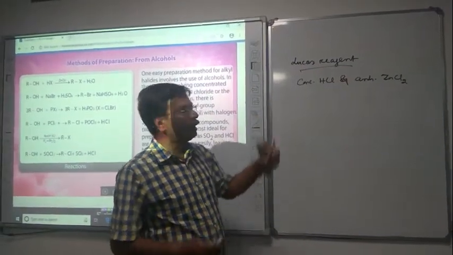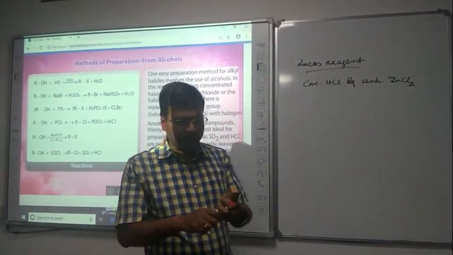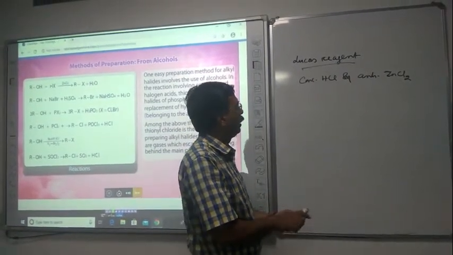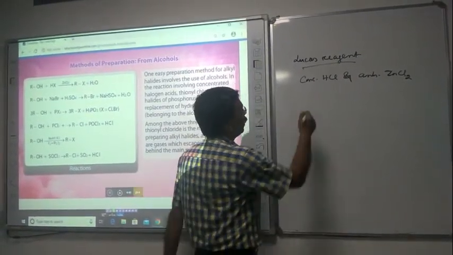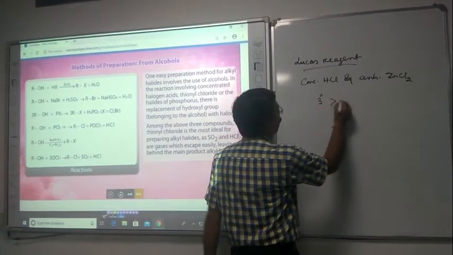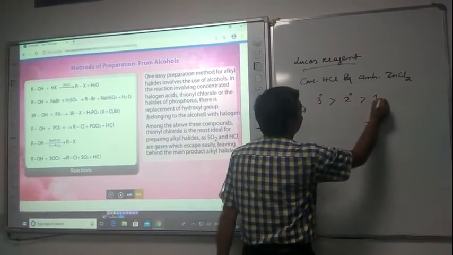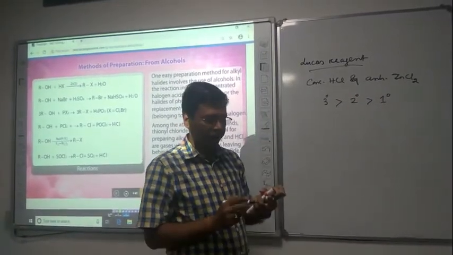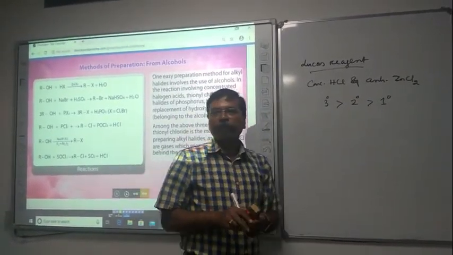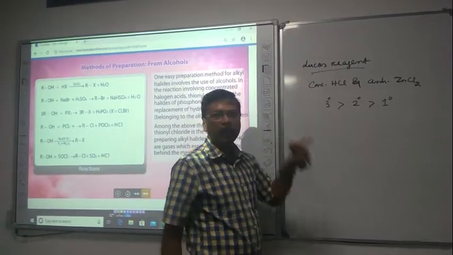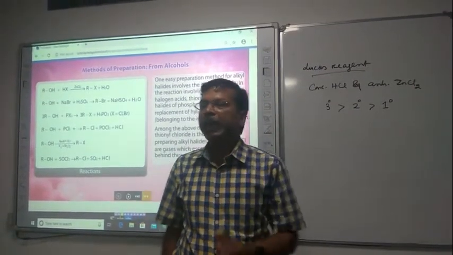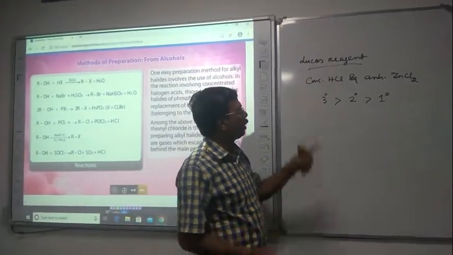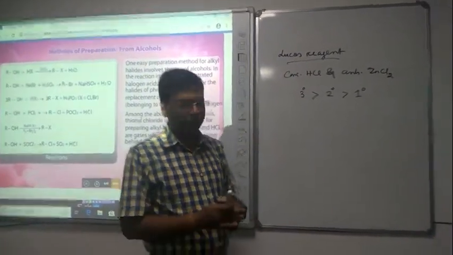So the primary, secondary, tertiary alcohol, the order of reactivity with this Lucas reagent: tertiary most reactive, followed by secondary, followed by primary. This is the order of reactivity of primary, secondary and tertiary alcohol. So what will happen? When you add the Lucas reagent to a tertiary alcohol, turbidity appears immediately, because tertiary alcohol is most reactive.